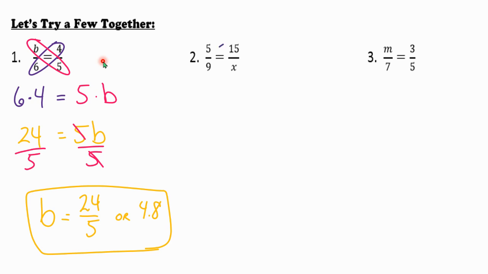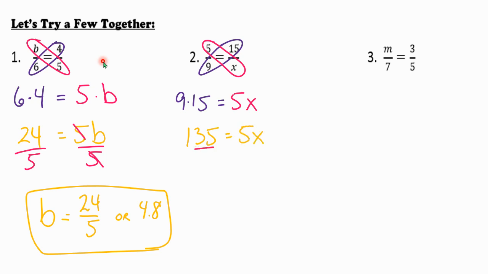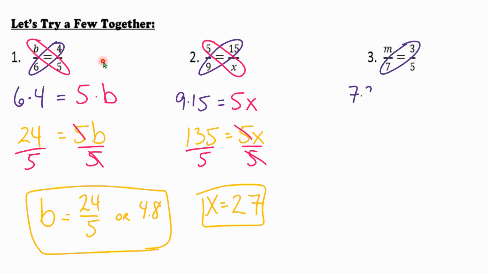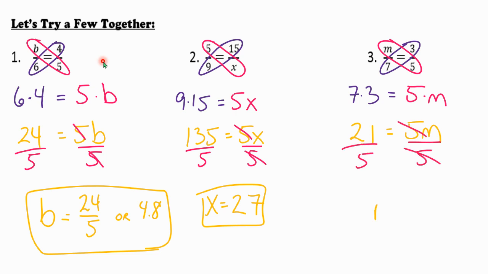The next one, still the same setup. We're going to cross multiply, and I want you to write down this step exactly as you see it on the screen. You can kind of follow the pattern here. So we are using the cross products to then set equal. We can simplify those, and then we can go ahead and divide by 5 again, and we get x equals 27. For number 3, again, cross products, set them equal to each other, and once again, simplify. So 7 times 3 is 21, and then once again, divide by 5, and we end up with, again, a fraction or the decimal 4.2.